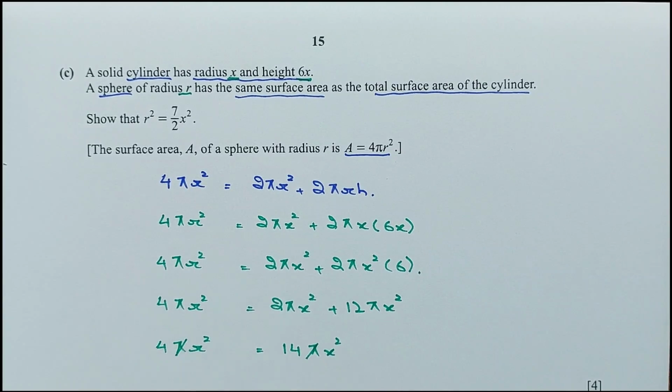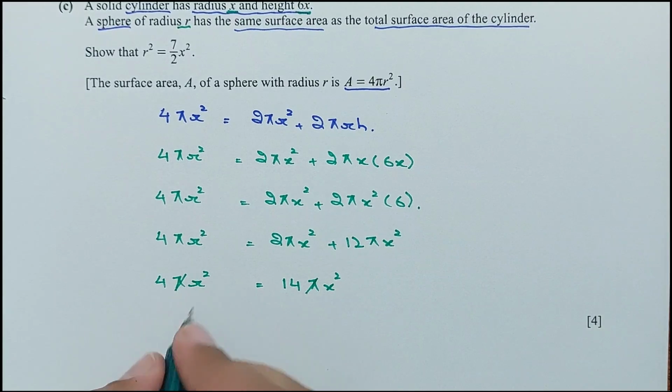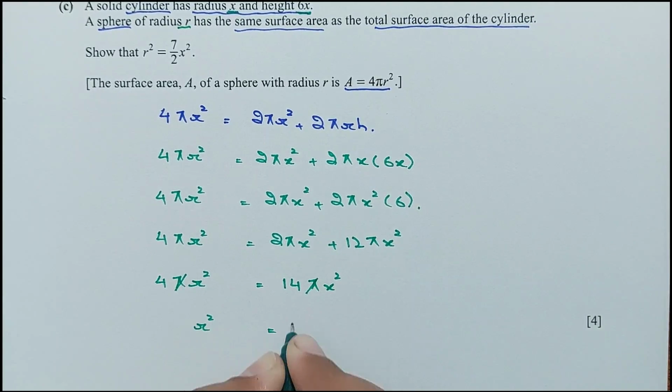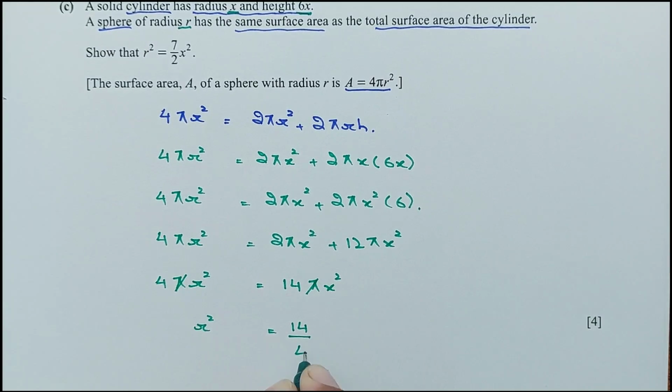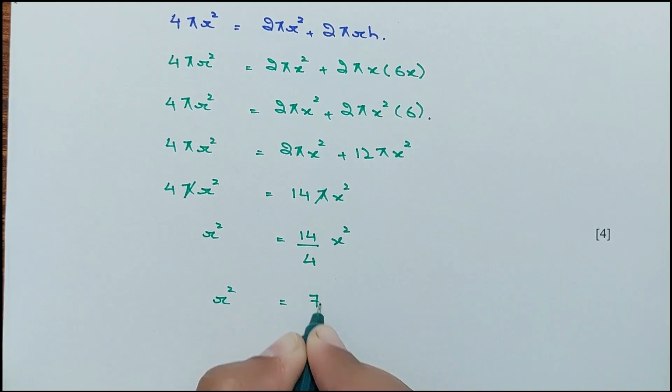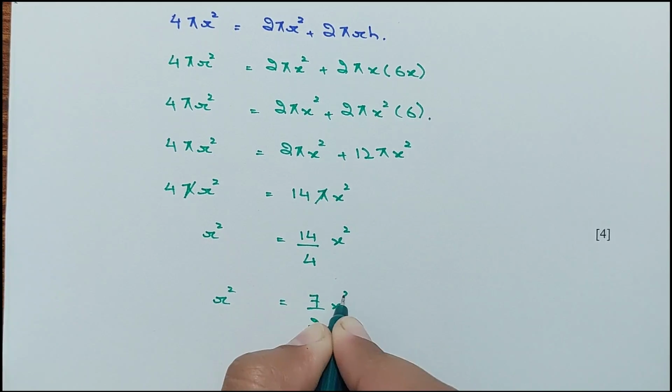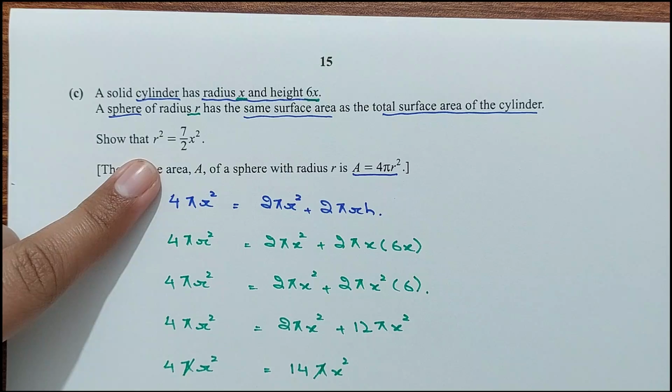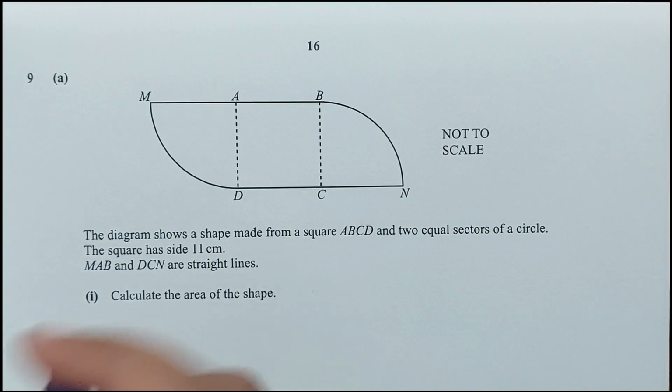Pi is cancelled with pi. We have to solve for r squared, which equals 14 out of 4 x squared. 2 times 7 is 14, 2 times 2 is 4. So r squared equals 7 out of 2 x squared. It is proved. Right. Question number 9, part A.